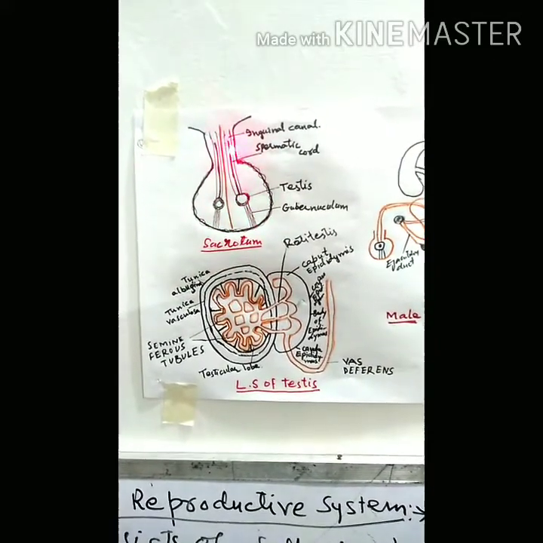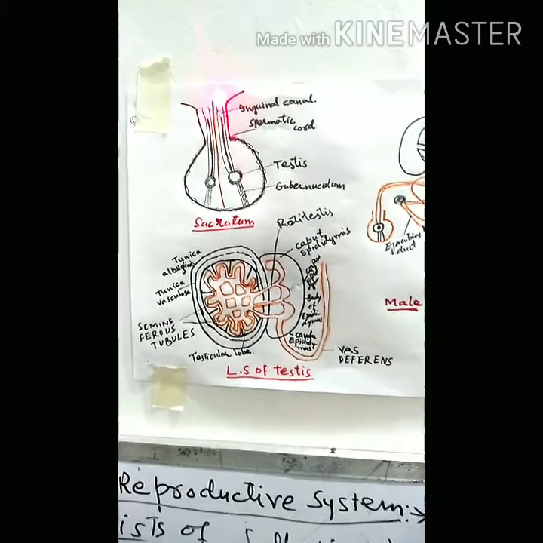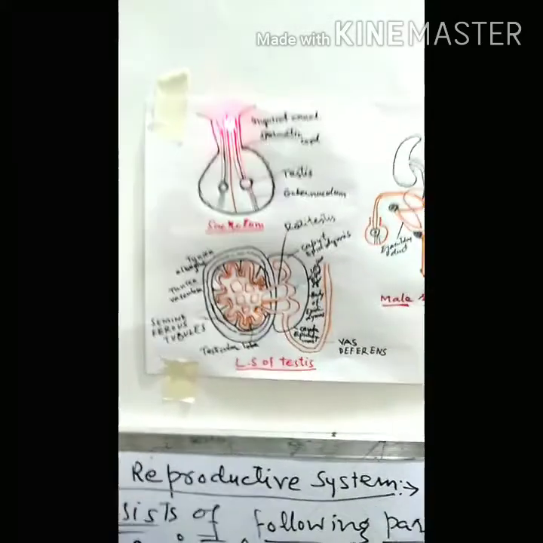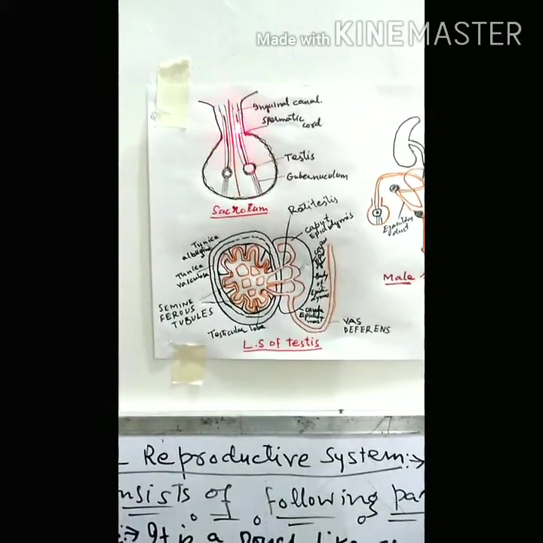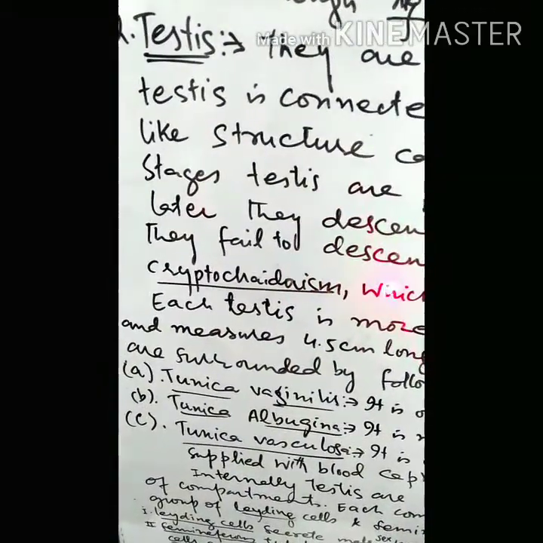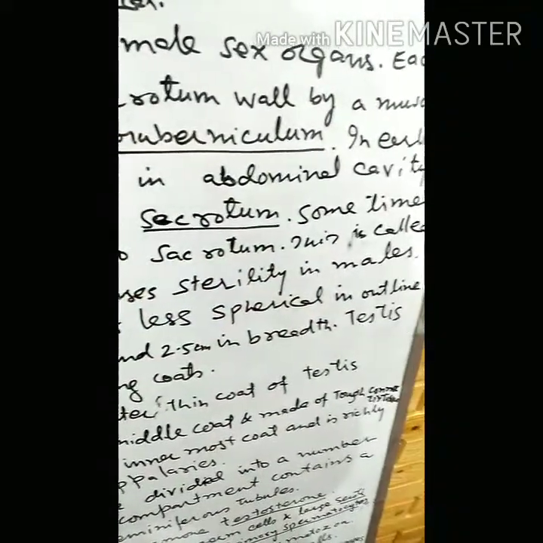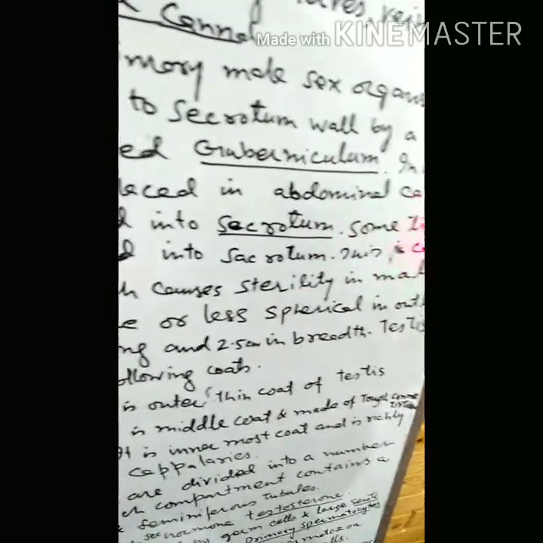Sometimes the testis remains in the earlier stage, in the abdomen. Sometimes it fails to descend down. That condition is called cryptorchidism. When cryptorchidism occurs, it causes sterility in males.